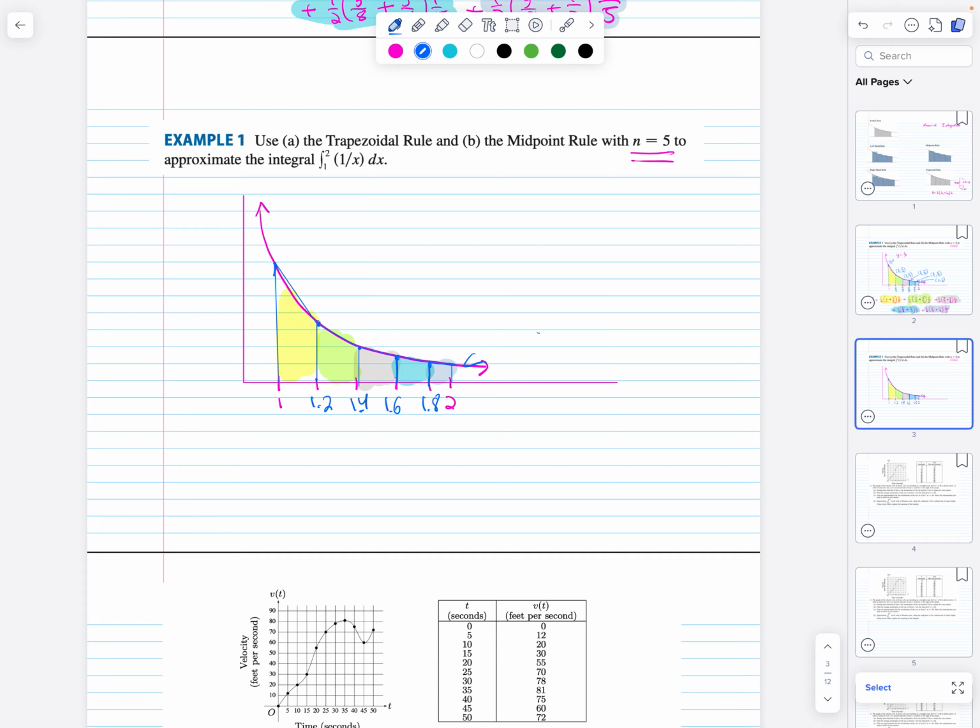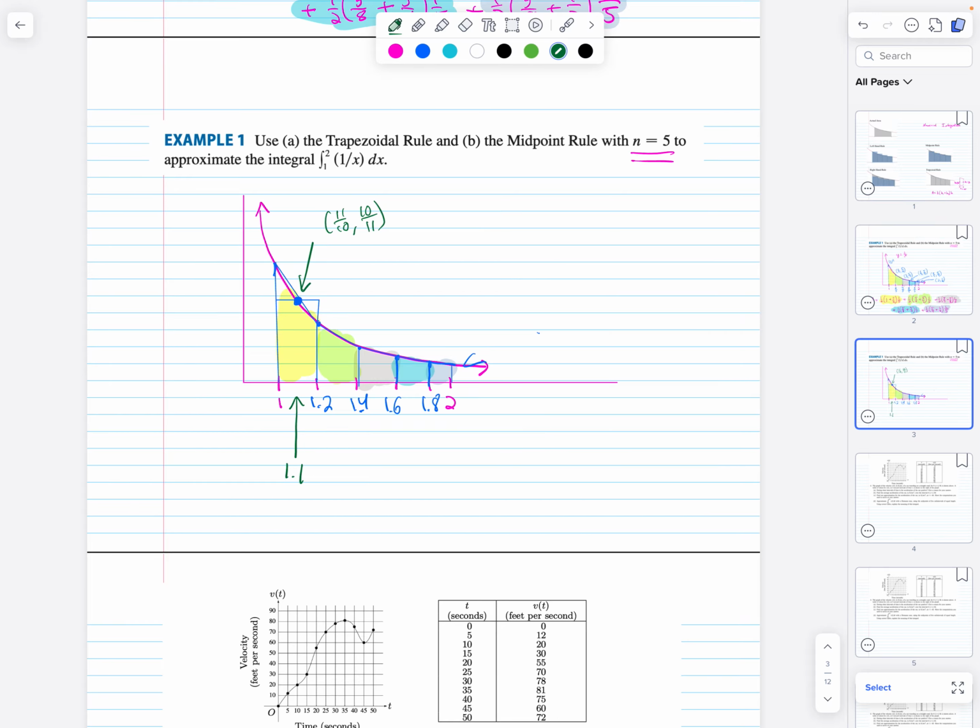Now, for the midpoint rule, what we do is we create a rectangle whose height passes through the y value that lines up with the midpoint of each interval. So what's halfway between 1 and 1.2? 1.1. So the midpoint of my first rectangle is going to be the point 1.1, and the reciprocal of 1.1, I'm going back to fractions. Sorry, guys. 1.1 is 11 tenths. Its reciprocal is 10 over 11.